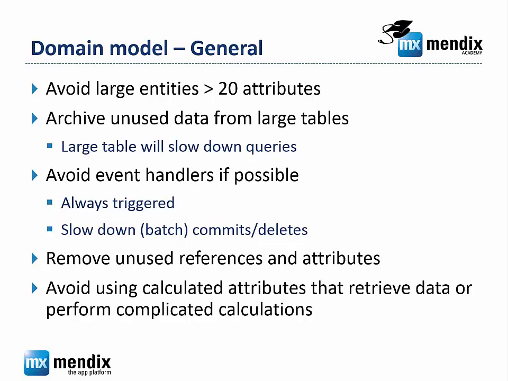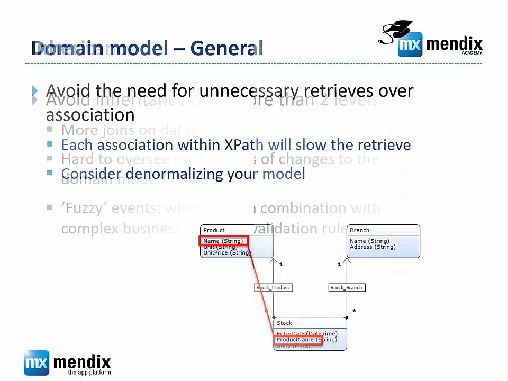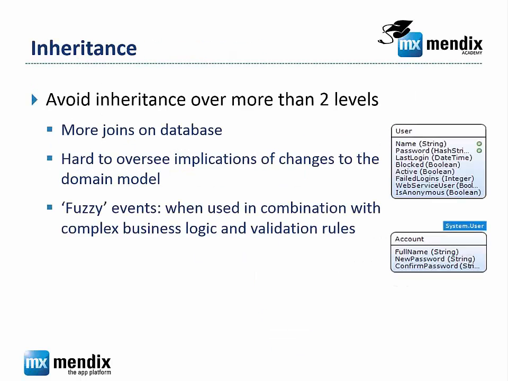You also want to avoid using any calculated attributes that retrieve data or perform complicated actions. And again, try to avoid the need for unnecessary retrieves. Each association within the XPath constraint will always slow the retrieve down. So sometimes it might be a good idea to denormalize your model. For example, if you're grabbing the product name every time that you retrieve the stock, it might be a good idea to copy it into the stock.